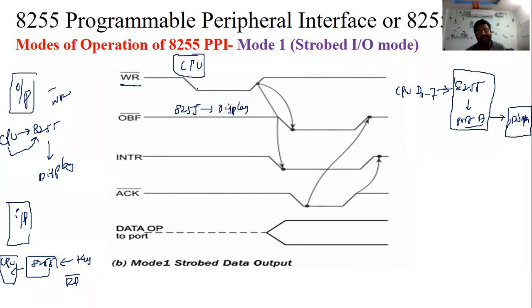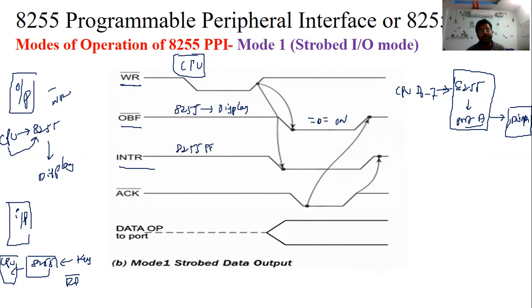In this process, the write operation is completed, and at that time OBF is generated. It means the data has been completely loaded into port A or port B. Only after it is completely loaded is OBF generated. OBF bar is equal to 0, nothing but on. Once OBF is on, the interrupt request is also generated by the 8255.